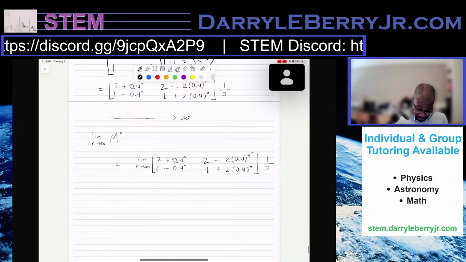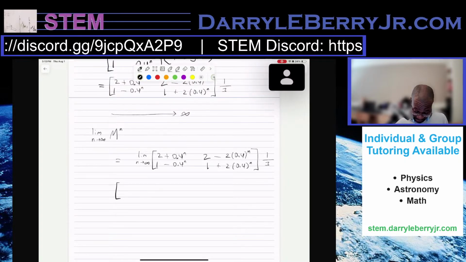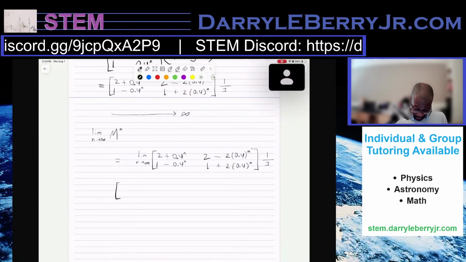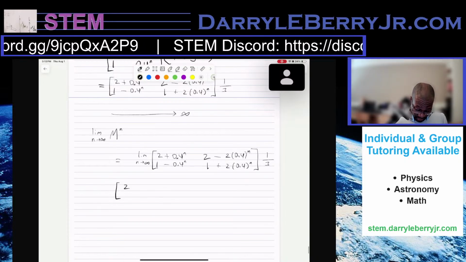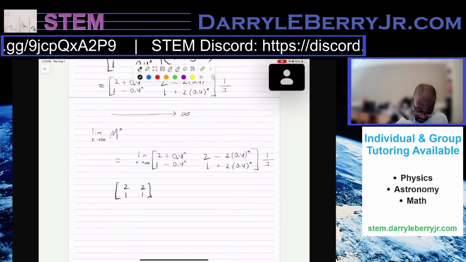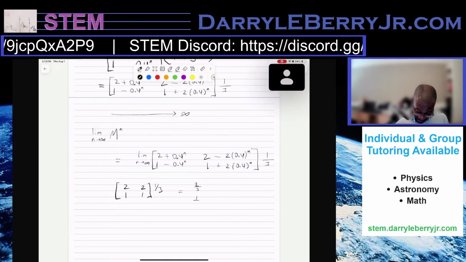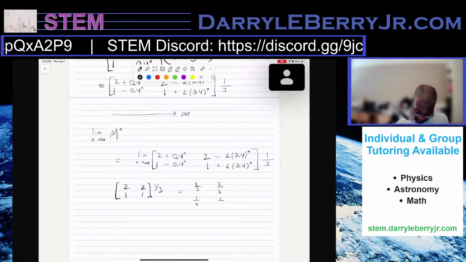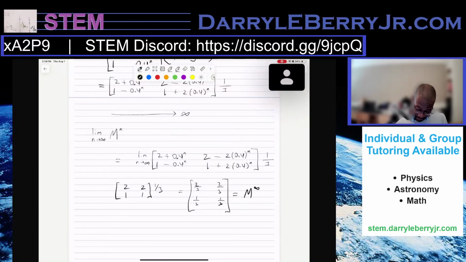So we know how to take limits. All we have to do is put an infinity for wherever the n is. So if I put an infinity on a fraction, what is that going to give me? 0. Yep. So it's going to be 2, 1, 2, 1 times 1/3. So that's going to equal 2 over 3, 1 over 3, 2 over 3, 1 over 3. So the probability matrix for an infinite amount of time is that.